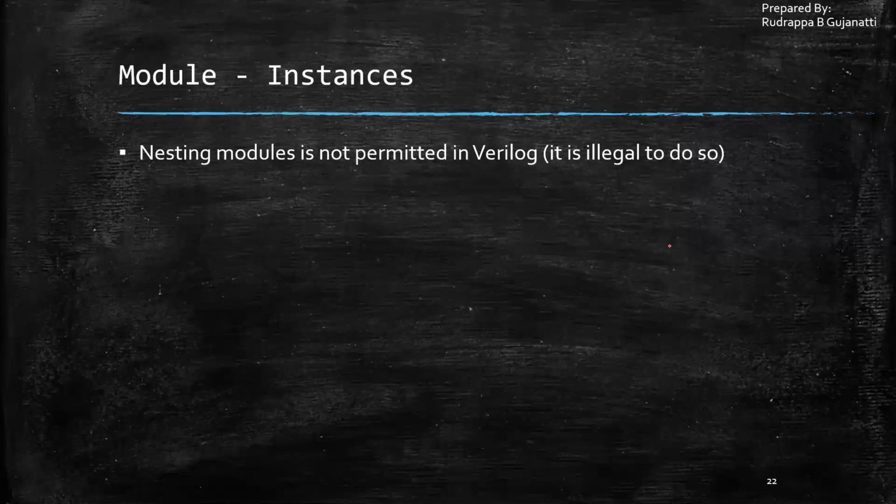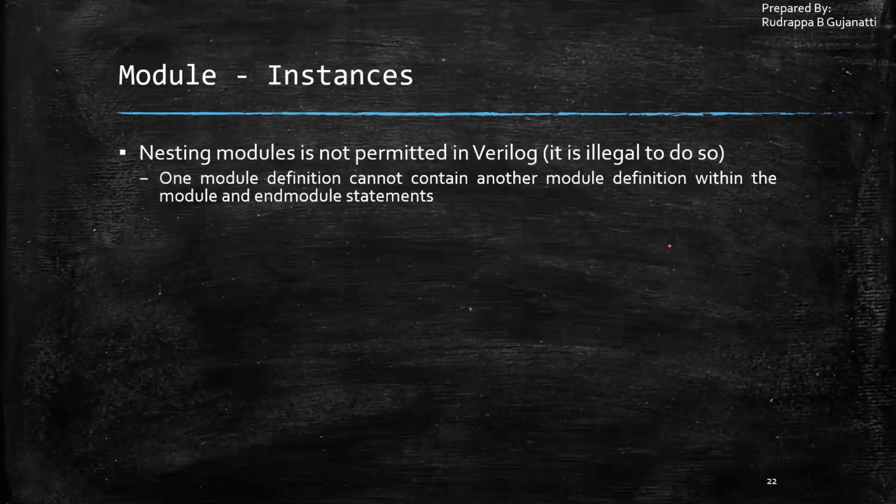So the next thing to remember related to instances is that you cannot have nesting of modules. You cannot declare or define a module within a module. This is not permitted, or it is specified as illegal in Verilog. One module definition cannot contain another module definition.